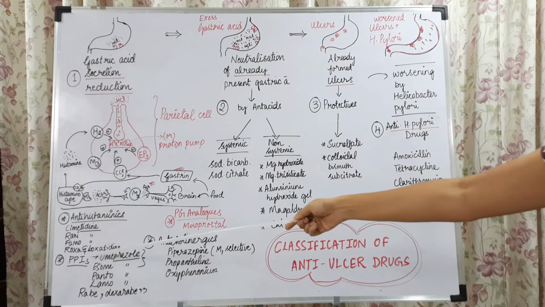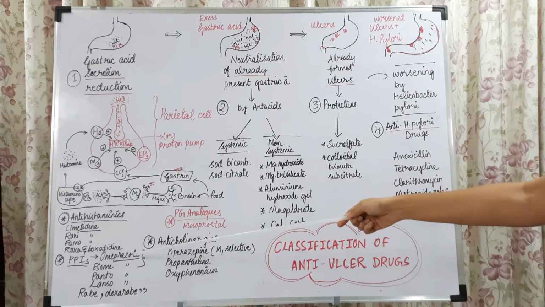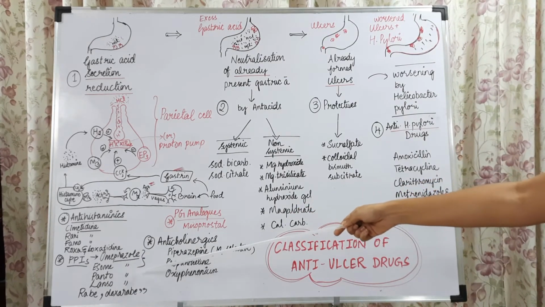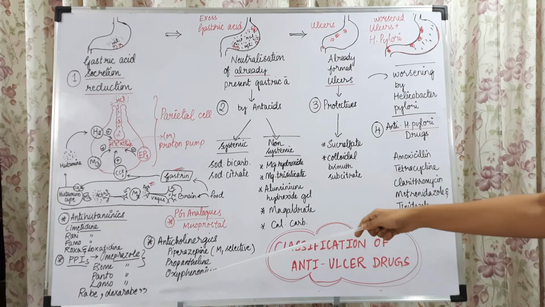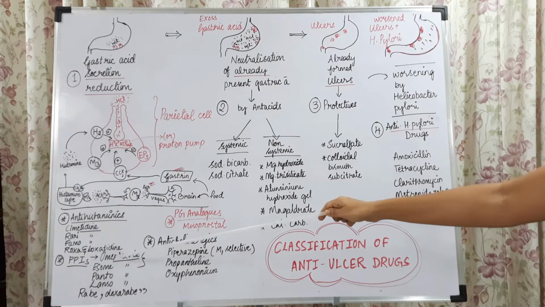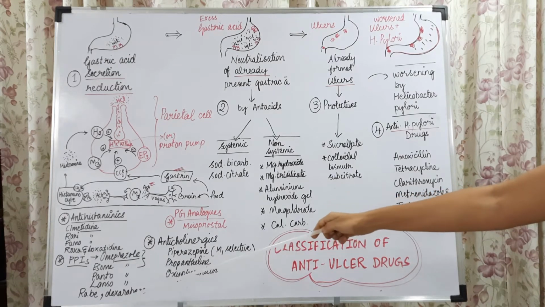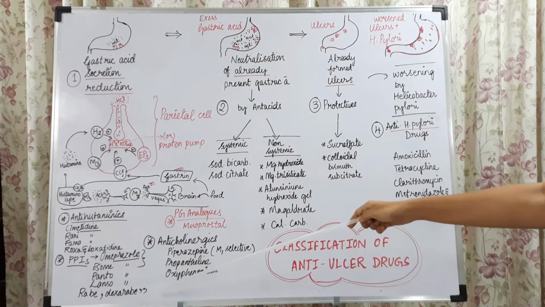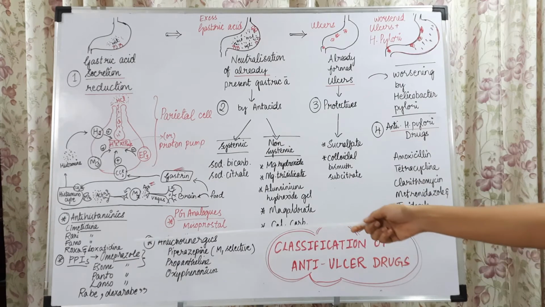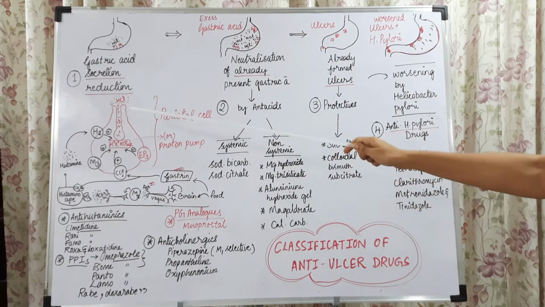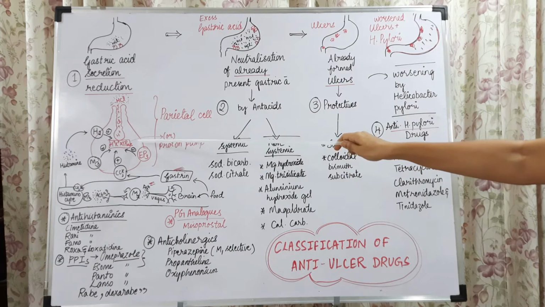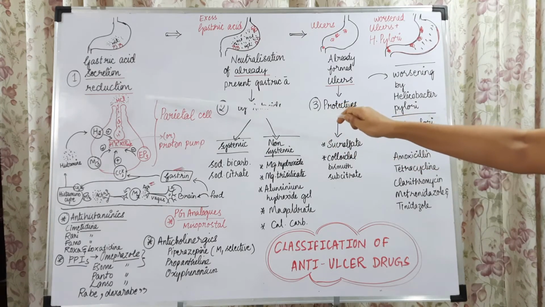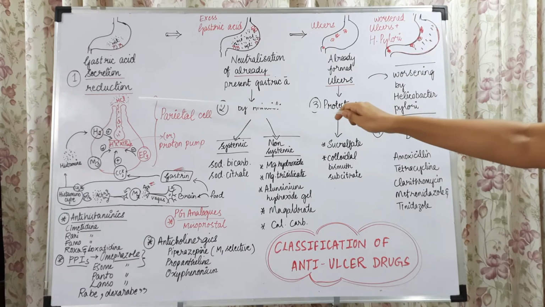Next one is proton pump inhibitors. These are omeprazole, S-omeprazole, pantoprazole, lansoprazole, rabeprazole and dexrabeprazole. Omeprazole, S-omeprazole, rabeprazole and dexrabeprazole sound similar. These proton pump inhibitors directly go and inhibit the proton pump, or H+/K+ ATPase, and they directly inhibit the secretion of the gastric acid.